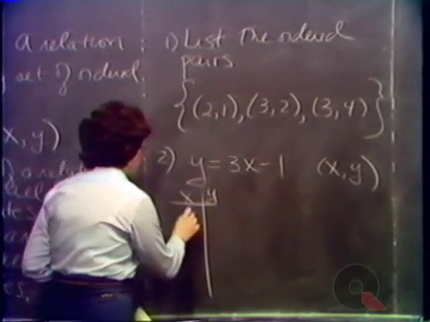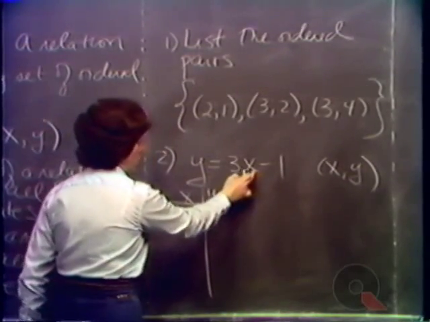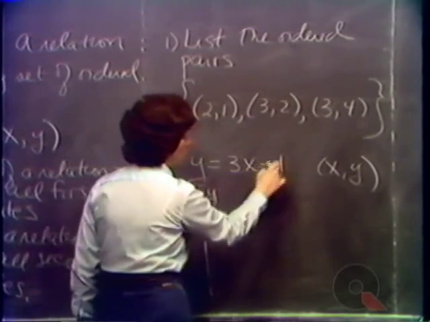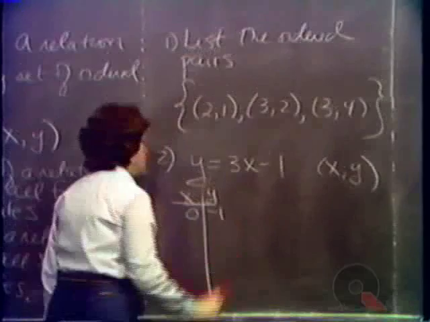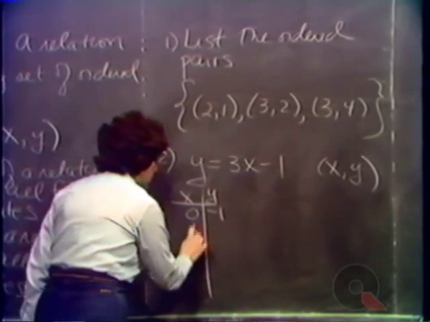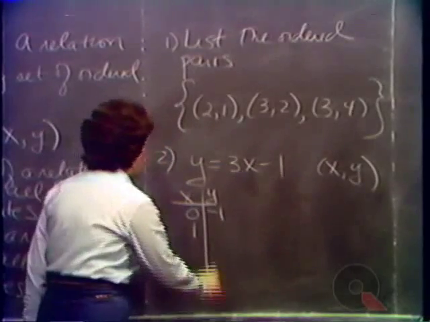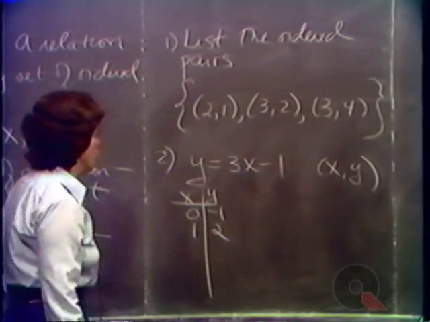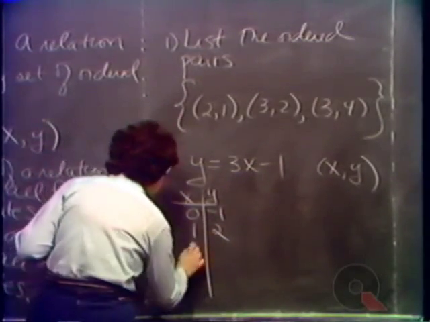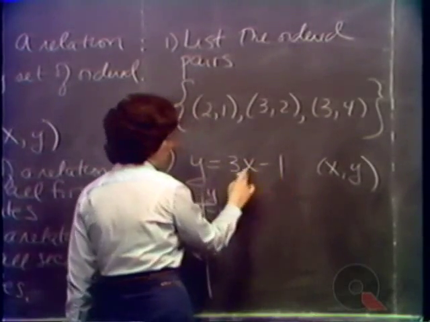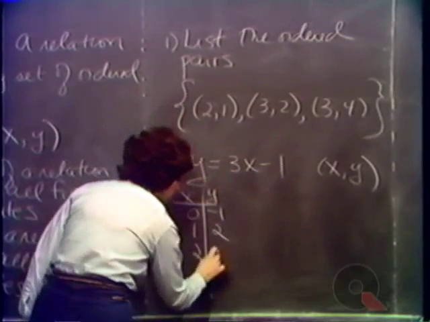For example, you could let x be 0, and if x is equal to 0, then the corresponding y value would be 3 times 0 minus 1, or minus 1. We could let x equal 1. You get 3 times 1 minus 1, 3 minus 1, y would be equal to 2. You could let x equal 2. You get 3 times 2, 6 minus 1, y would be 5.